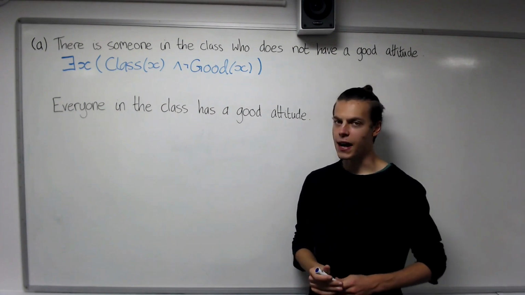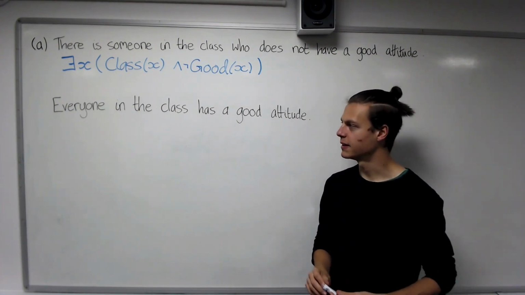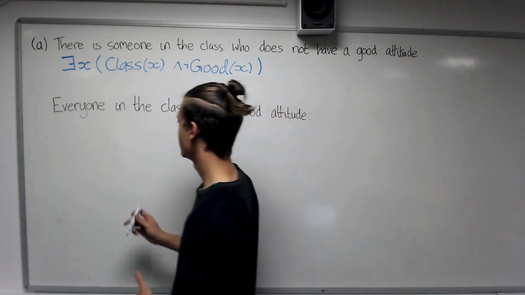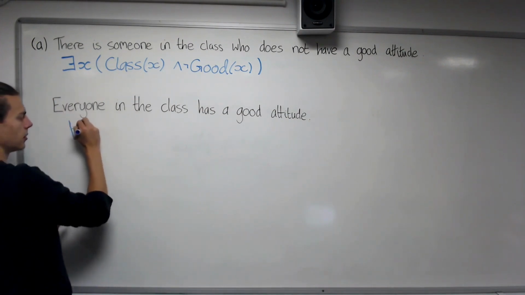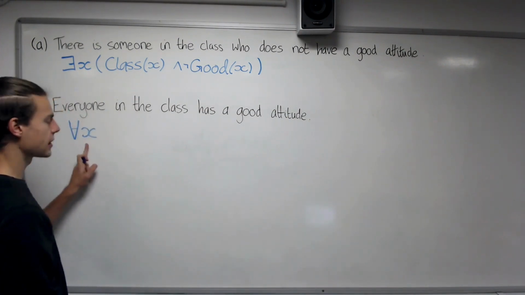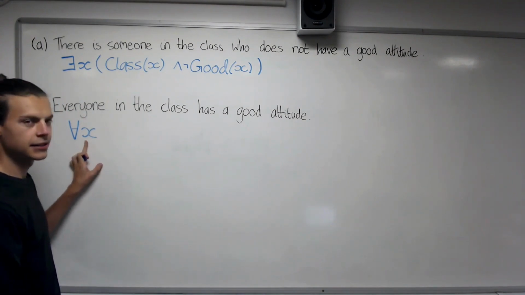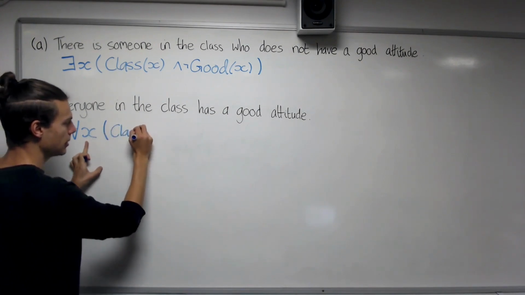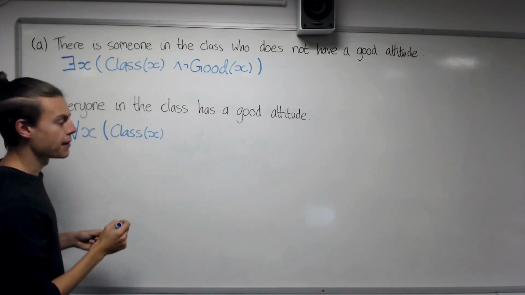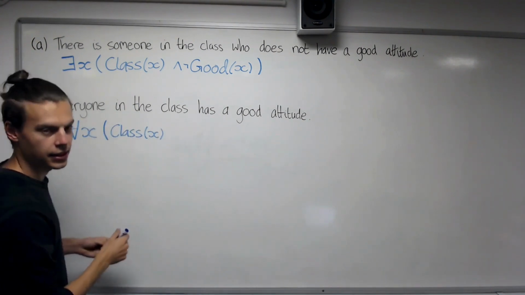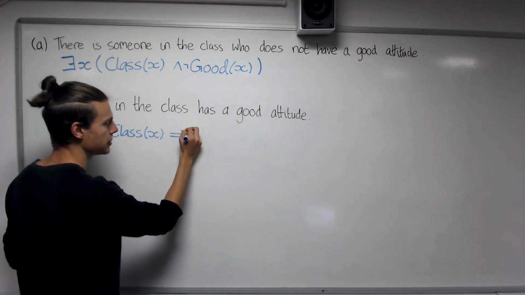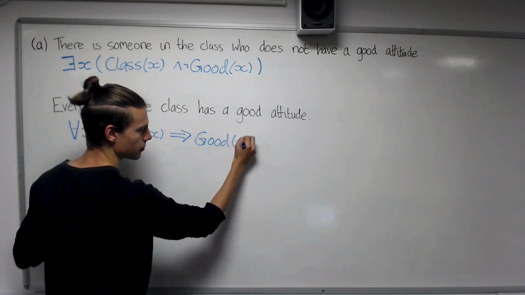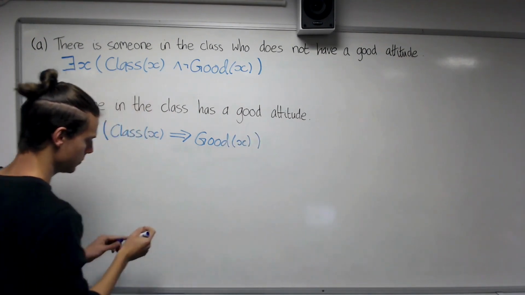So for any X, if X is in the class, then X has a good attitude, right? So for any X, and X is anything, right? So for any X, if X is in the class, well then we know that X has a good attitude, right? Because everyone in the class has a good attitude. So class X implies that X has a good attitude.